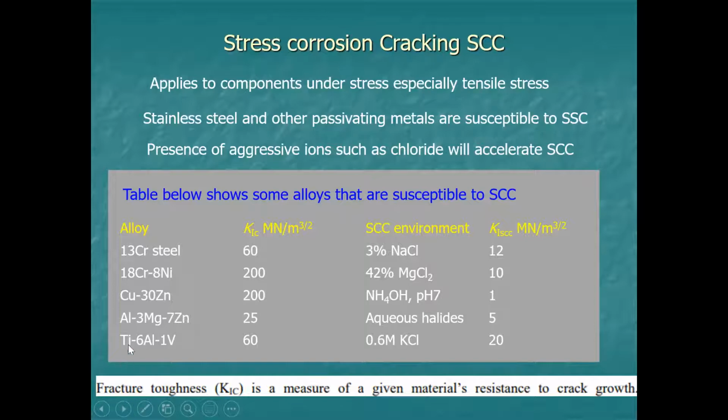And the final one is titanium, aluminium, vanadium. 6% aluminium and 1% vanadium. It starts with a value of 60. But if you put that in contact with 0.6 molar potassium chloride, it goes down to a value of 20. So what we're saying is that for any given alloy, if you really want to know something about how strong it might be in the environment, you need to know the K1C values, not only in air that you look them up, you need to know what they are in the environment as well, because it's going to be very different.